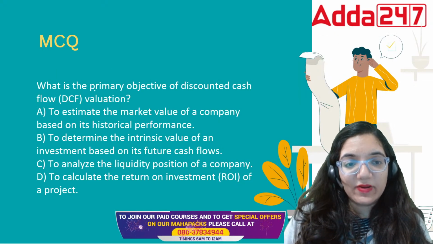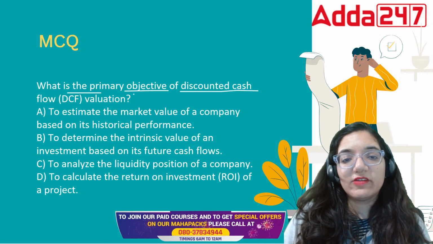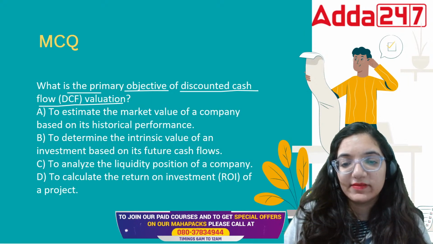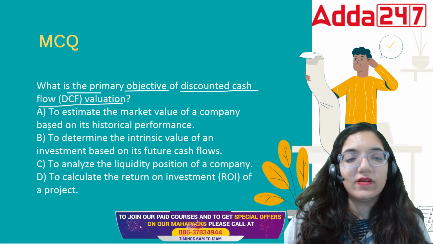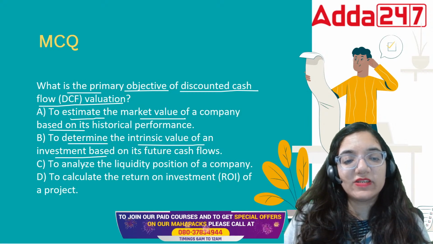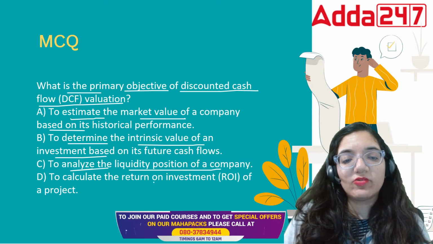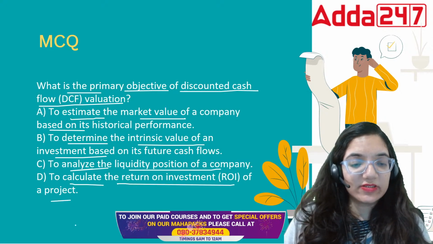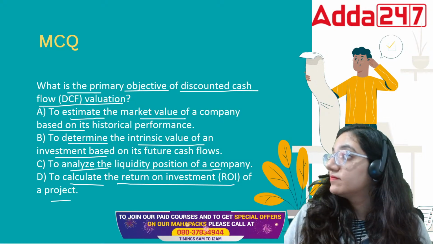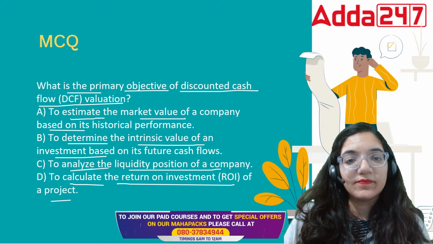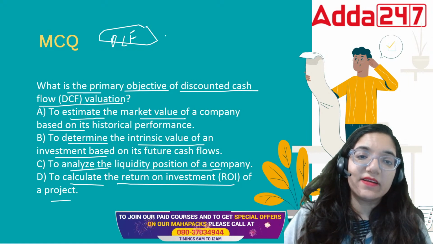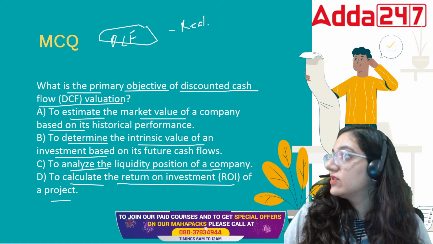Okay, next question, everyone. What is the primary objective of discounted cash flow valuation? What's the first thing they are doing it for? To estimate the market value of the company, to determine the intrinsic value of an investment, to analyze the liquidity, or to calculate the ROI of a project. What would it be? See, DCF is important. Till the time you don't find the realistic values of your organization, things won't work out.